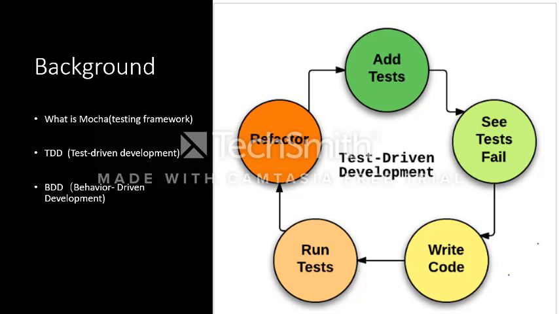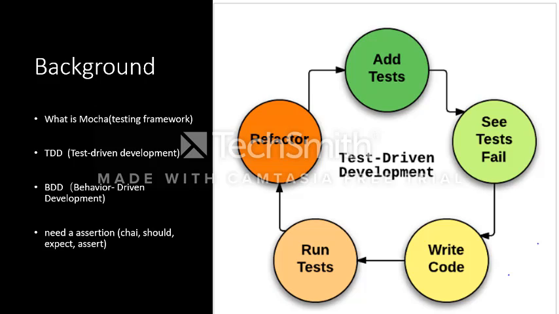And after we know what TDD and BDD are, then we need an assertion. An assertion is like a function that we need to use because Mocha doesn't have it, so we need to import that. So here we use Chai, and we will talk about Chai later. There are three types of assertion here. One is should, another is expect. Both of these two are BDD style, while assert is TDD.